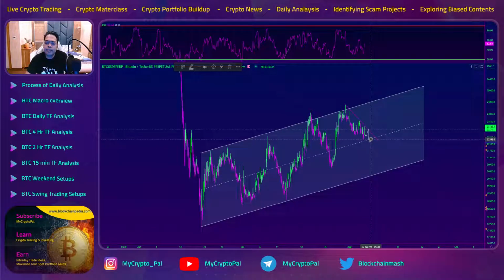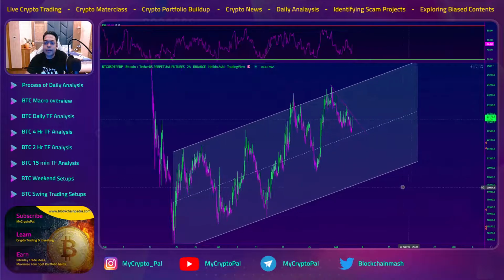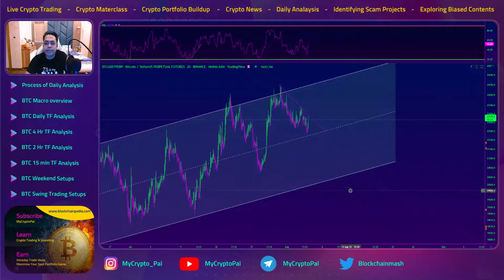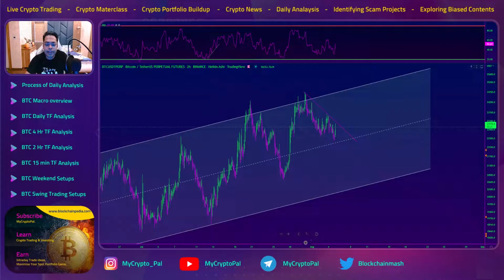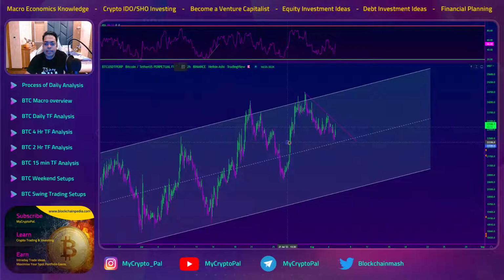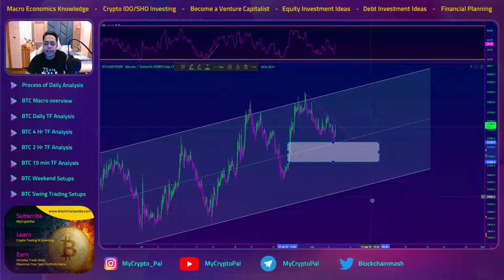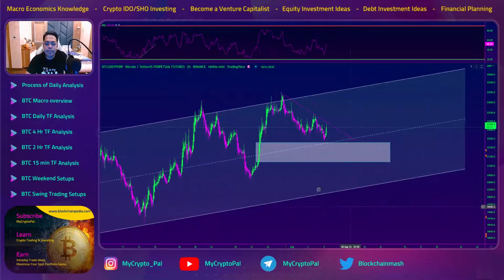And if it fails, then this will act as resistance and we go to this level. Okay, now the simple thing over here is to identify where the liquidity is present. Because 2 hour charts will show you liquidity areas for the swing trading ideas.